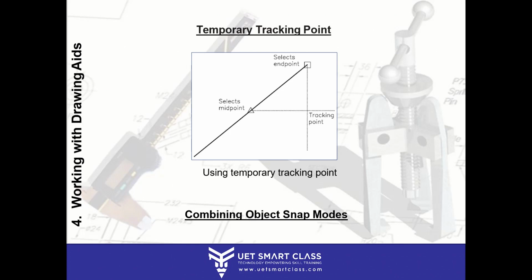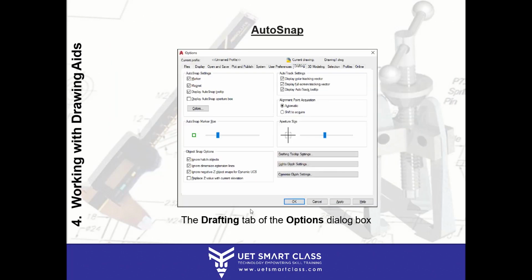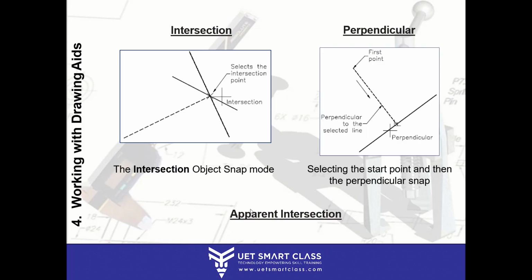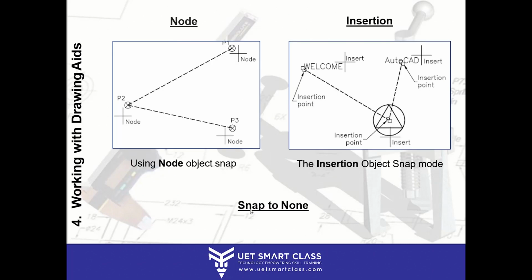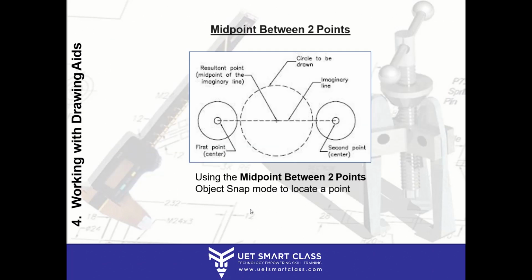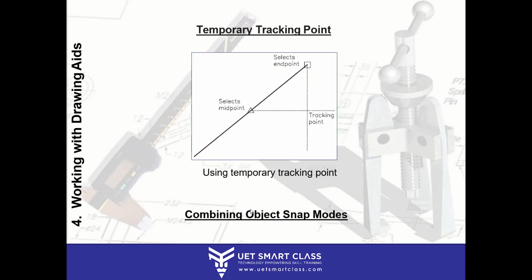So these are some of the modes which are used very rarely, only when a particular requirement is there for a particular drawing. Otherwise, the major ones are endpoint, midpoint, nearest, center, tangent, quadrant, intersection, perpendicular, insertion sometimes. Otherwise, you will be using extensions and at times temporary tracking points.